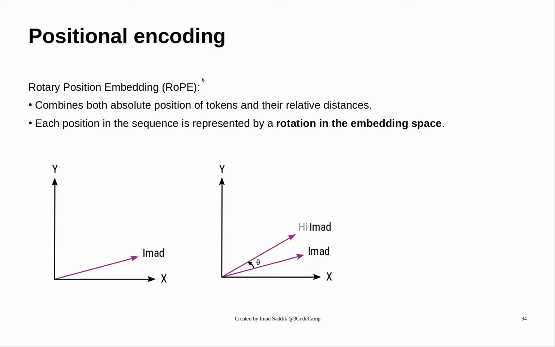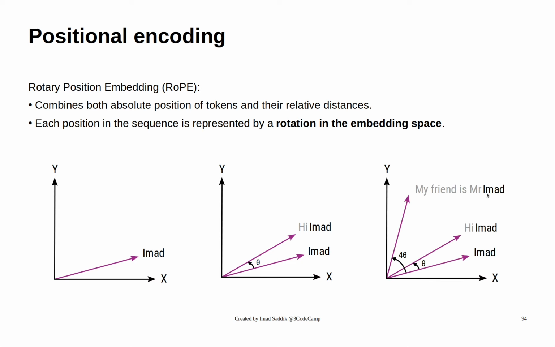Now RoPE, this method, will rotate the token "Imad" by a fixed angle, theta, for each new token added before it. So if the token "Imad" is the second token in the sequence, RoPE will rotate it by one angle. If it is, in this case, located at the fifth position, so 1, 2, 3, 4, 5, RoPE will rotate it by 4 theta. And theta is just the rotation angle. So yeah, this is how this method works.